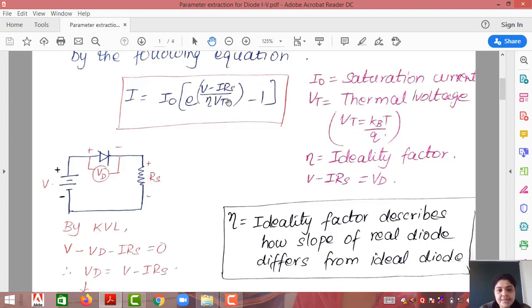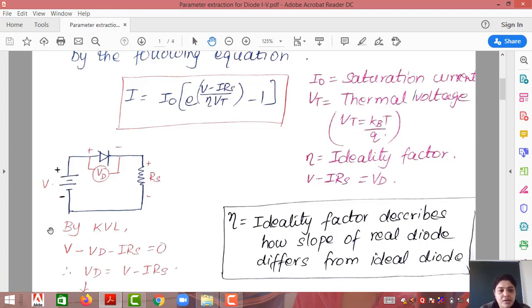Vt, as we have discussed earlier, is known as the thermal voltage. At room temperature, the value of thermal voltage is around 26 millivolt. Room temperature, we consider to be 300 Kelvin. Kb means Boltzmann constant and q means charge of electrons. So the approximate value of Vt is around 26 millivolt at room temperature.